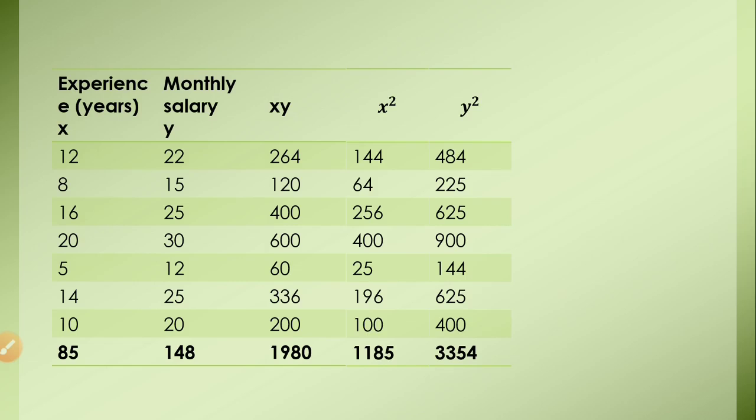X is 8, so the square of 8 is 64, 16 squared is 256, 20 squared is 400, 5 squared is 25, 14 squared is 196, 10 squared is 100. Same way we will do in y. 22 squared is 484, 15 squared is 225, 30 squared is 900, 12 squared is 144, 25 squared and 20 squared. So you can see the total of x is 85, total of y is 148, total of xy is 1980, total of x square is 1185, total of y square is 3354.